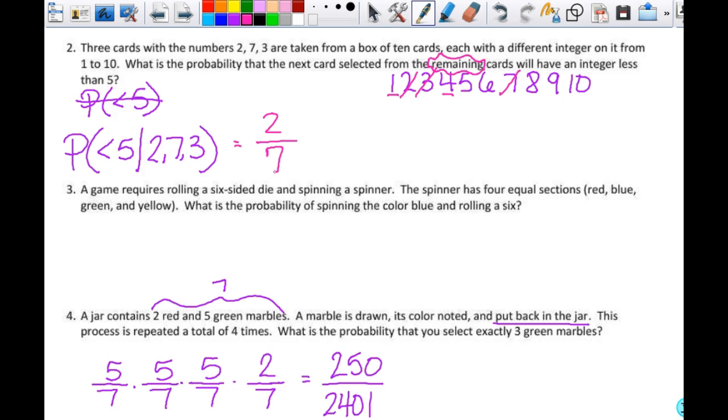Does that make sense to you? So just remember that if it's a conditional probability, you are reducing that sample size there. Okay. Any questions at all at this point? I got time for another one.